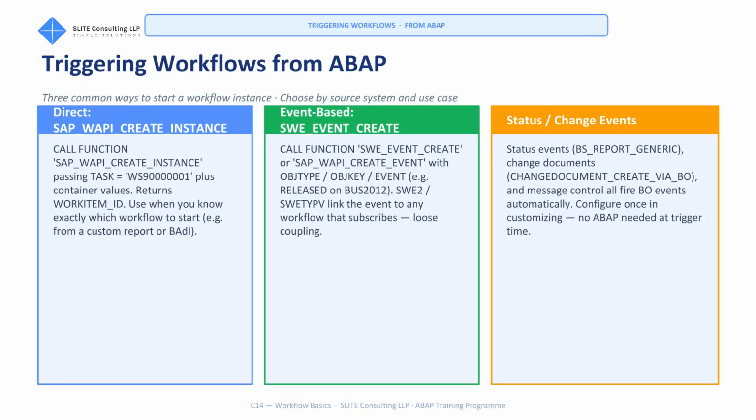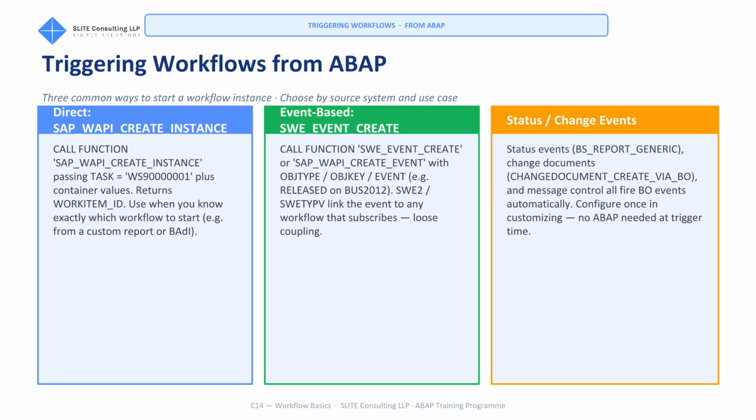Three common ways to start a workflow from ABAP code. The direct method uses SAP_WAPI_CREATE_INSTANCE. Pass the workflow template number, fill a container table with element names and values including the _WI_OBJECT_ID for the leading object, and call the function module. The workflow starts immediately and the function returns the work item ID. Use this when you know exactly which workflow to start and want full control over the container.